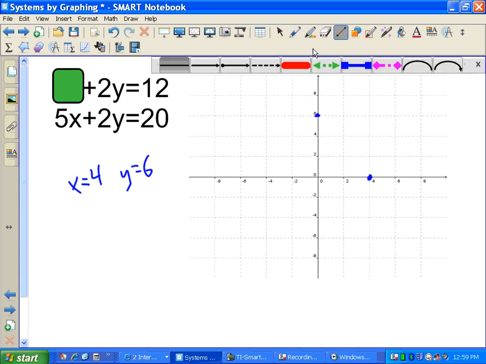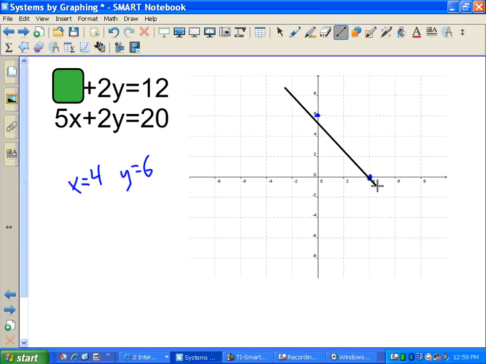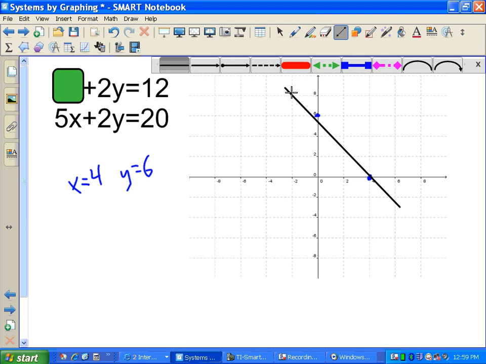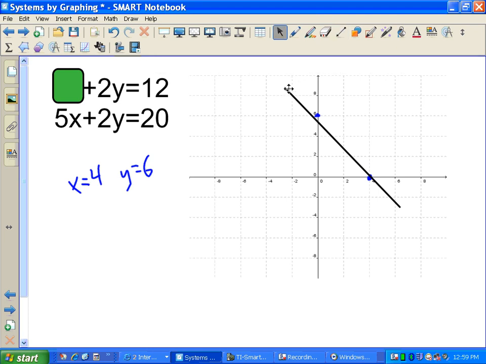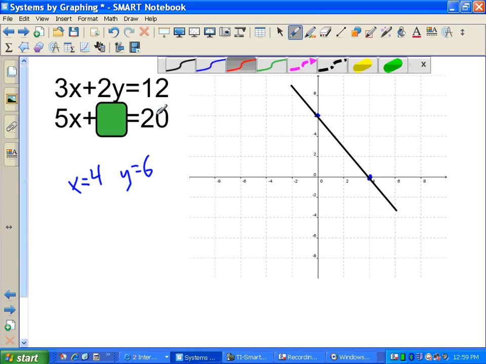Got 2 points. I can make a line, so I will. And my line might look something like that. See if I can't grab hold of it, and there, I can do a better job that way. A little bit that way, something like that. Perfect. So, second one, find the x-intercept. Let's do this one in red, just so we see the difference.